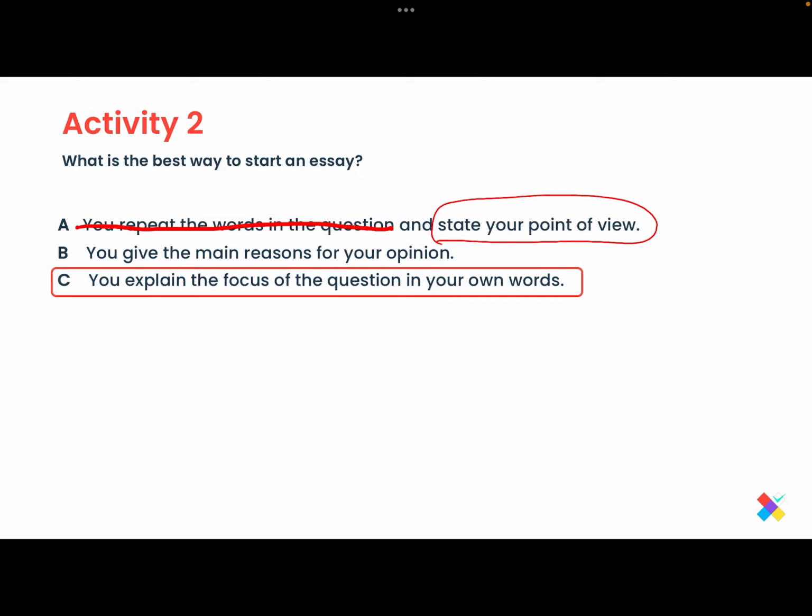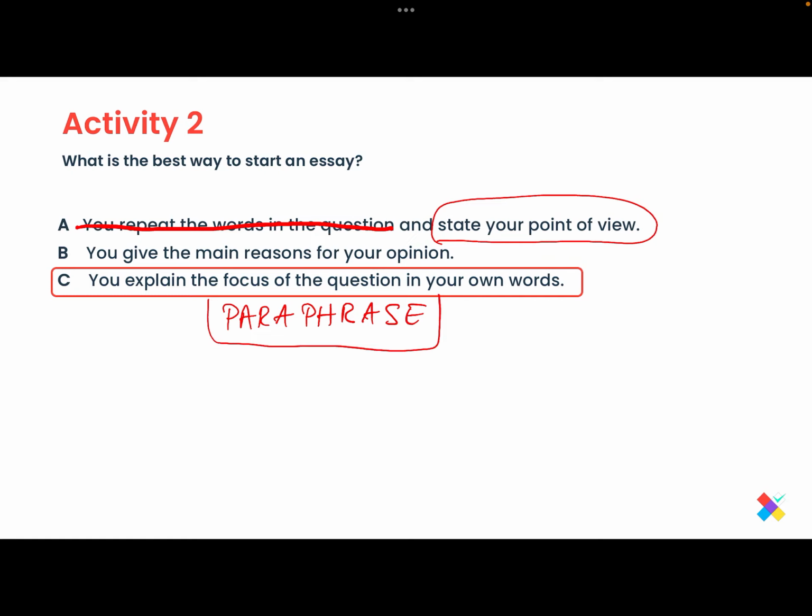You give the main reasons for your opinion. Okay, you don't simply start an essay like some sort of a manifesto. I believe, I think. Yes, you should be giving that, but that's not how you should start. You should explain the focus of the question in your own words. Now, this translates into paraphrase. There you go. When you explain something in your own words, this is what you should be doing.